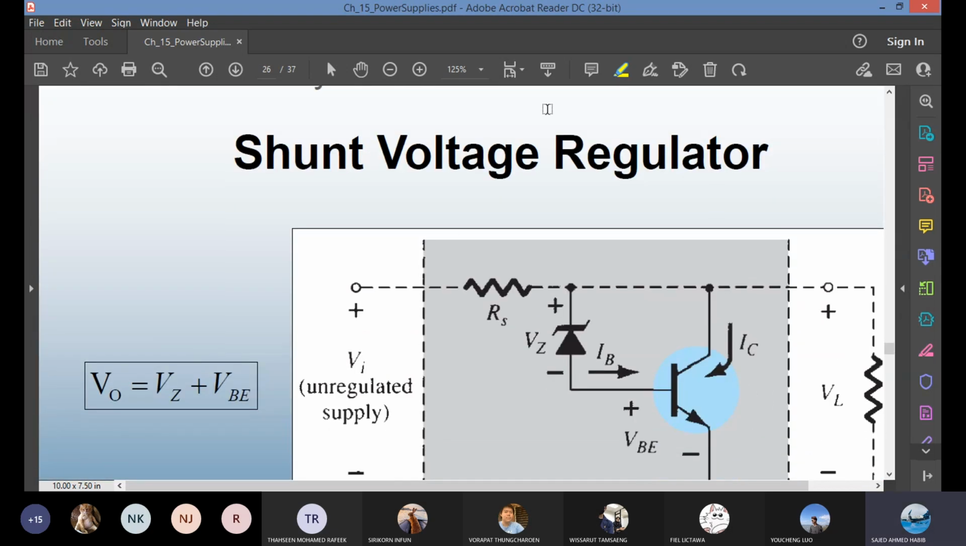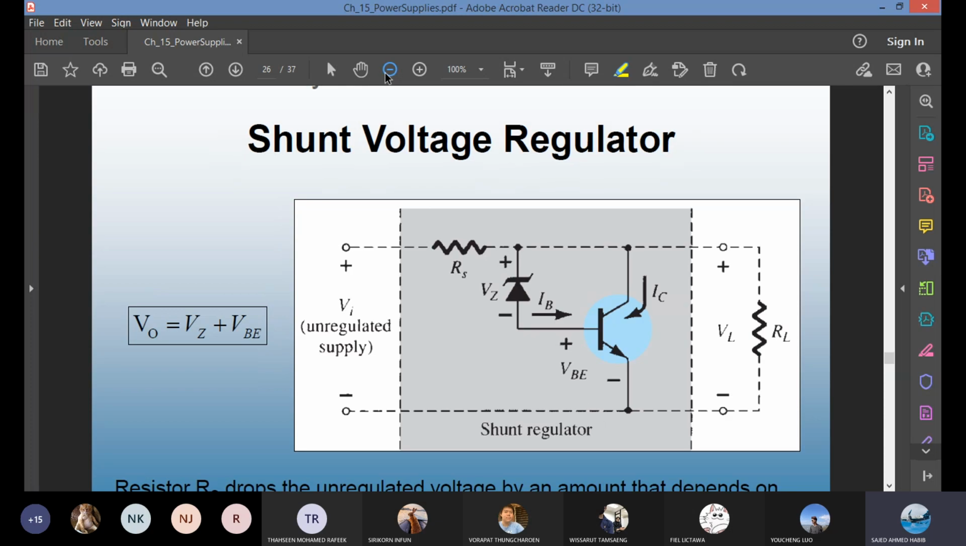This is an example using an exact circuit. No longer is it a block diagram. Vi, as you have noticed, is an unregulated supply. The input is not regulated or controlled yet. This is an NPN BJT with common emitter configuration. The emitter is on the ground. Also, you see how the load is connected with respect to the BJT. VL is across RL, plus and minus.